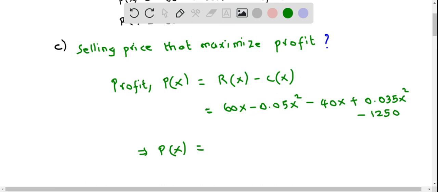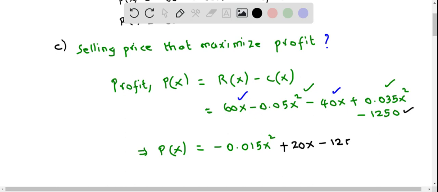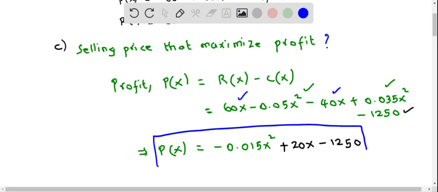Let me collect the x squared terms. Here I have negative 0.05x squared plus 0.035x squared. Adding those, we get negative 0.015x squared. Then we have the other like terms: 60x and negative 40x, which is positive 20x. Finally we have the constant term, negative 1250. So this function represents the profit function.